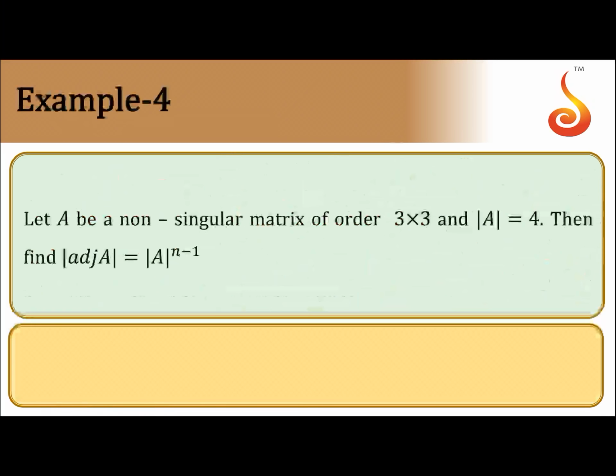Coming to the next example, let A be a non-singular matrix of order 3 by 3. Det A is equal to 4. Then the determinant of adjoint A is equal to det A to the power n minus 1. Find the determinant of adjoint A. I hope it's very simple.